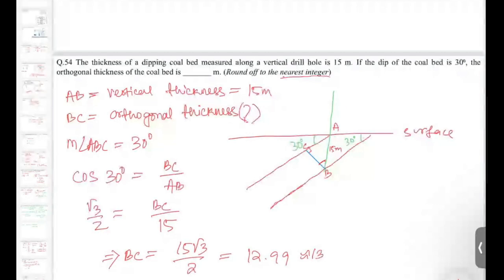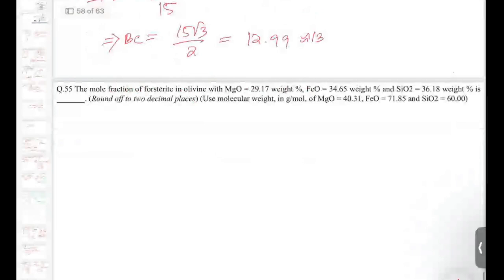Okay, let's go to the next question. It's the mole fraction of forsterite. This is an interesting question. Listen a bit carefully. The mole fraction of forsterite in olivine with MgO 29.17 weight percent, FeO 34.65 weight percent, SiO2 36.18 weight percent. You are asked to calculate the mole fraction of forsterite.